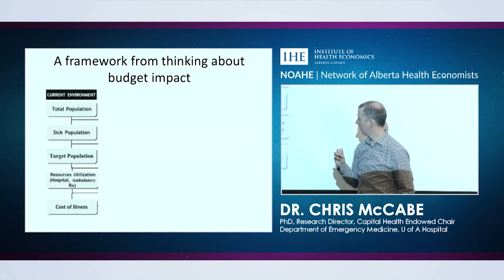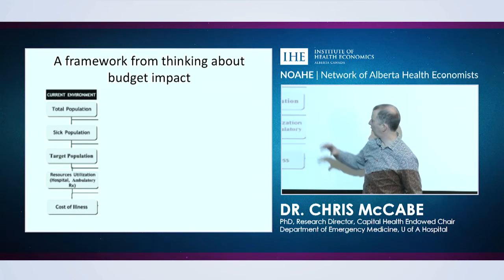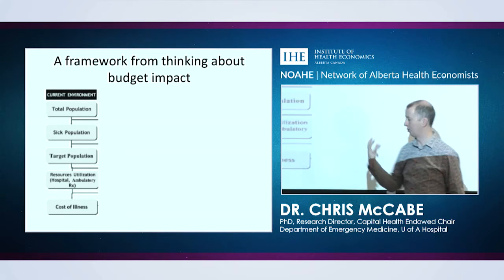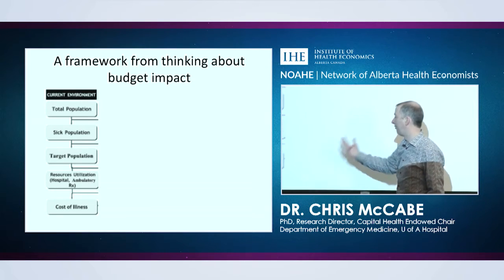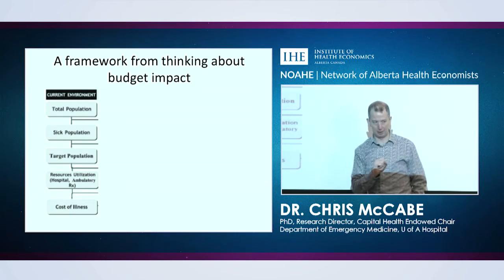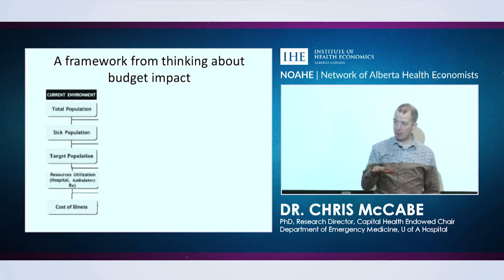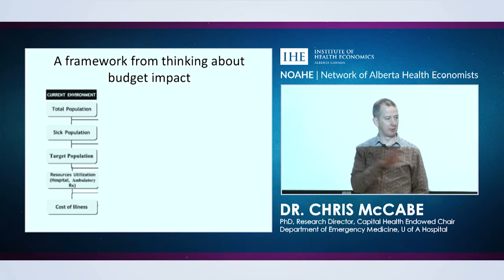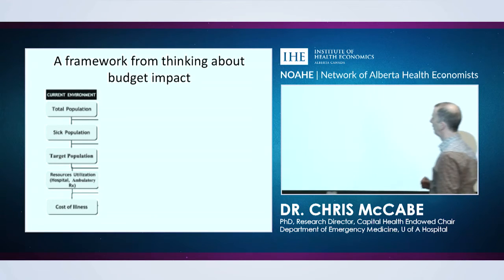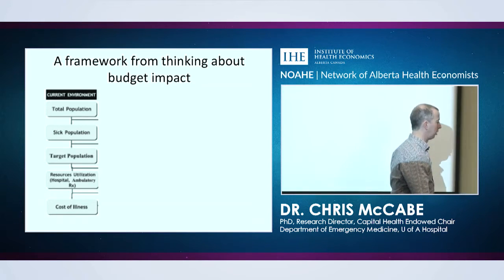So what are we spending on these people now in all of our different budgets, our hospital care, our ambulatory care, our drug budget, our family medicine? Where are we spending the money on the target population now? Because if we can't describe reasonably well how we're spending money on these people currently, we're not going to be able to identify the budget impact. All of that allows us to get to a current cost of illness.